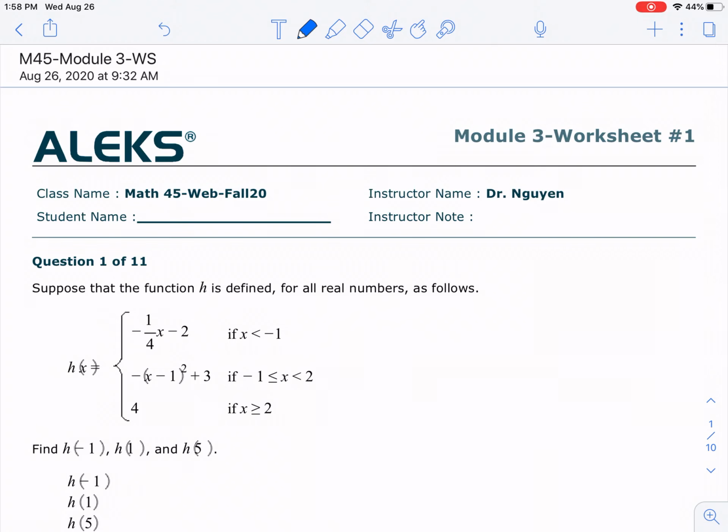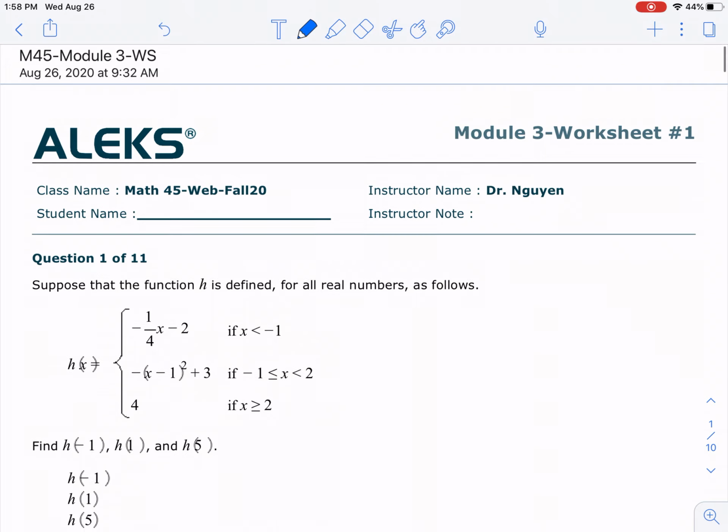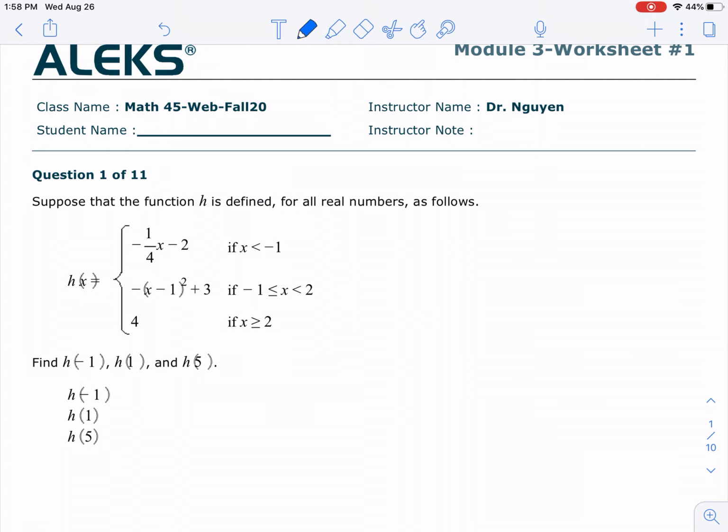For this module, we talk about piecewise functions. For a piecewise function, we have a different function for different intervals. So for example, number one, if you want to find h of negative 1, first you need to locate where negative 1 is. Negative 1 is in this interval right here, from negative 1 to 2. So we're going to have to use that part of the function for h of negative 1.